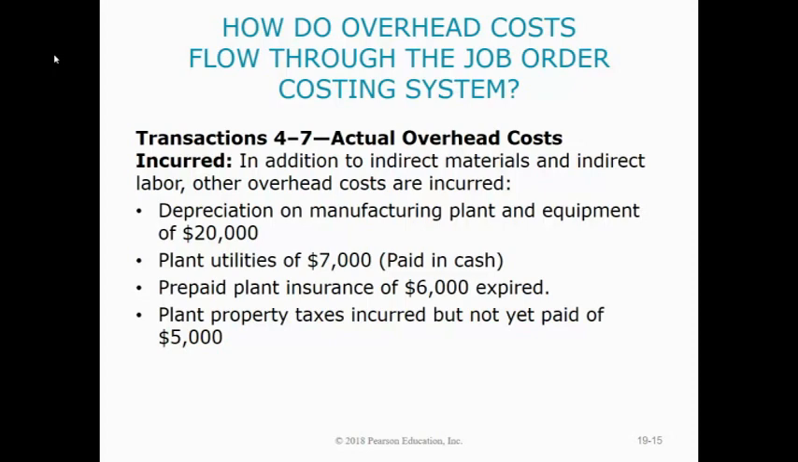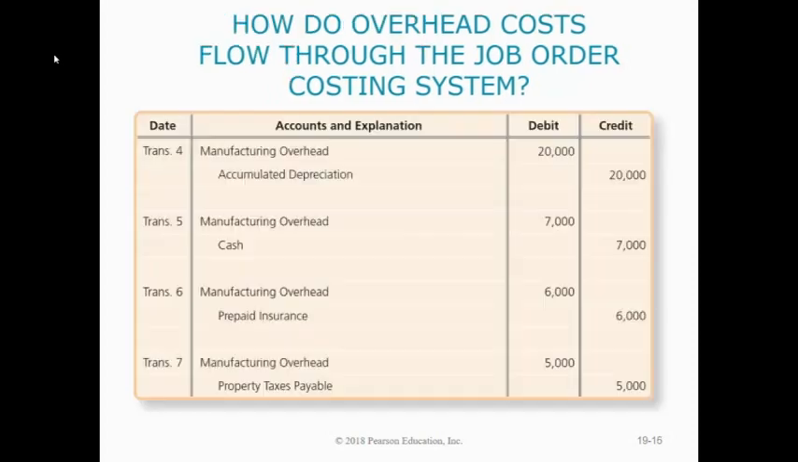They had prepaid plant insurance of $6,000, which expired. Again, that's a necessary cost of production. You're not going to keep employees at your place long if you're not offering any kind of insurance in case there's an accident. So that has to go into the pool, but there's no good way to trace how much of that insurance should be relegated to each particular job. And plant property taxes. If you don't pay your taxes, they're going to take the plant away from you. That's a necessary cost of production. You can't trace it to job, so it goes into your manufacturing overhead pool.